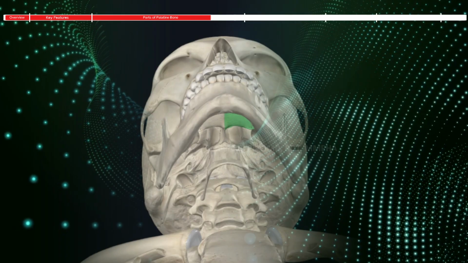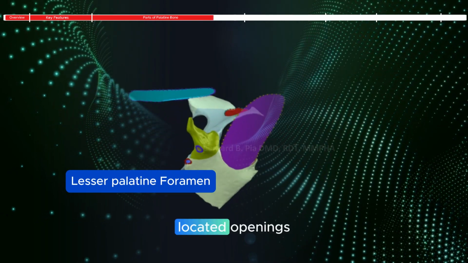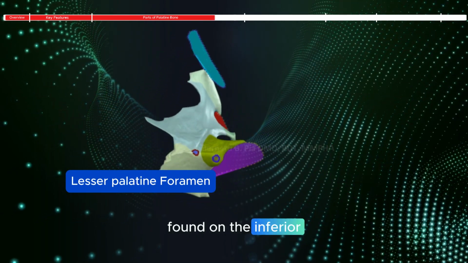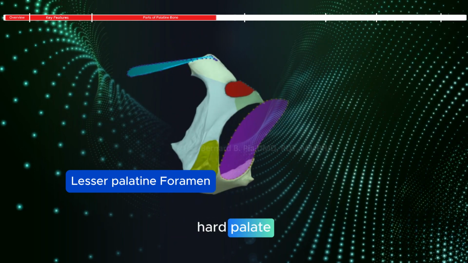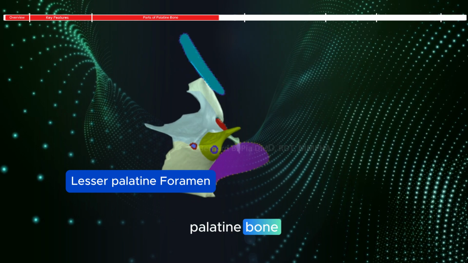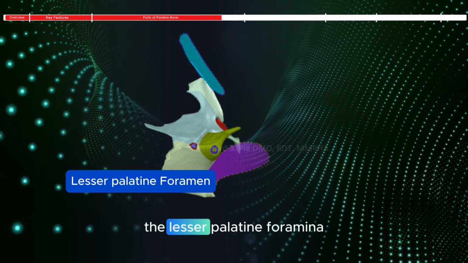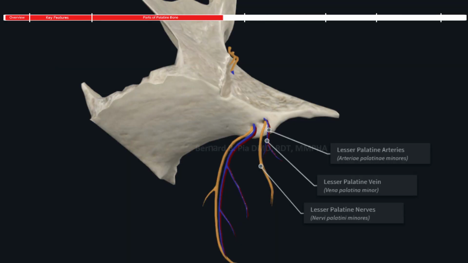9. The lesser palatine foramina are the small posterolaterally located openings found on the inferior aspect of the bony hard palate. They are located on the inferior aspect of a palatine bone. Posterior to a greater palatine foramen, the lesser palatine foramina are the inferior openings of the lesser palatine canals and allow for the passage of the lesser palatine arteries, veins, and nerves.